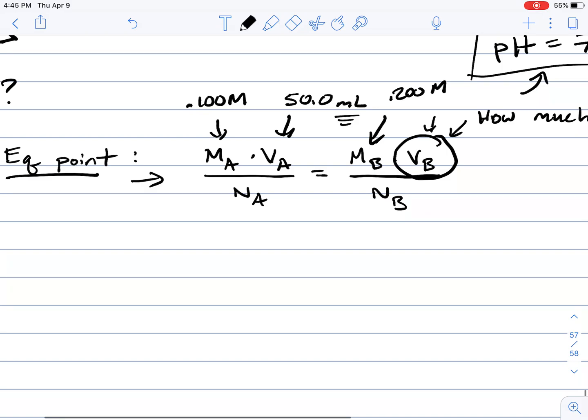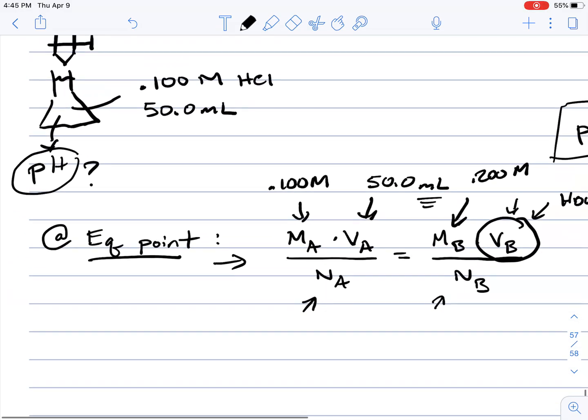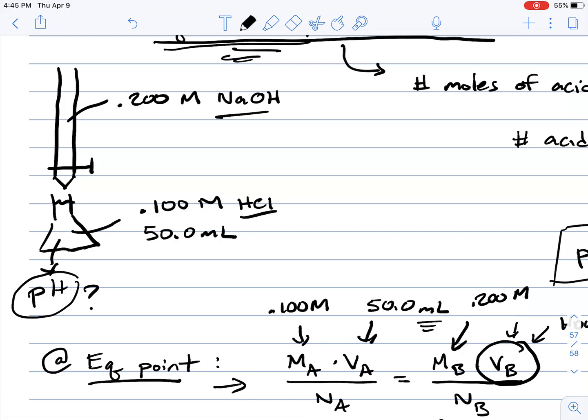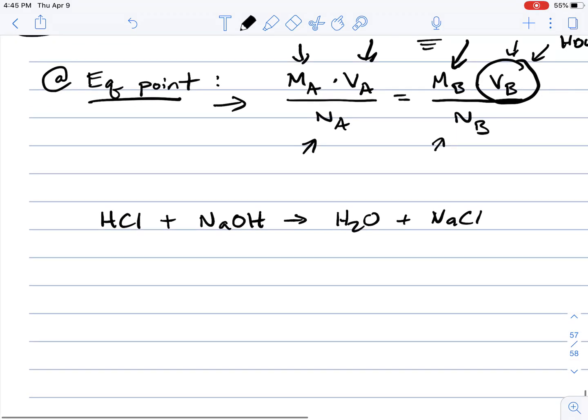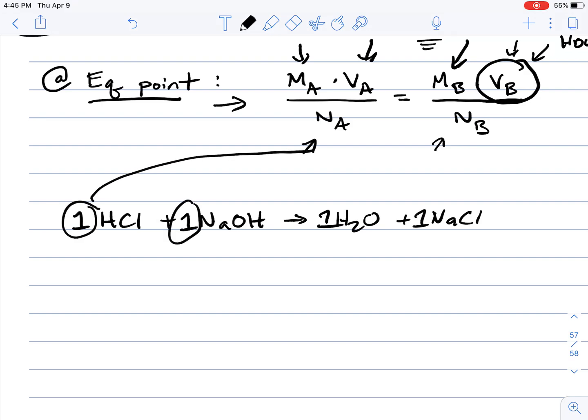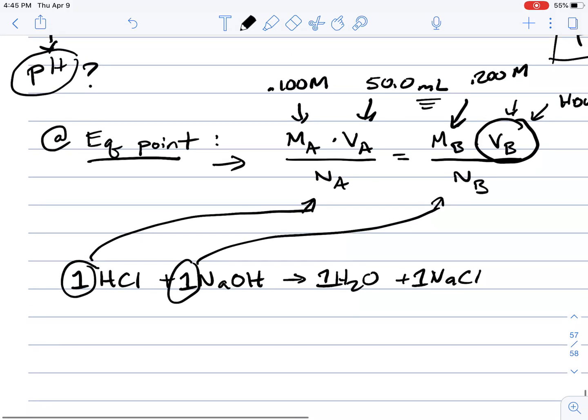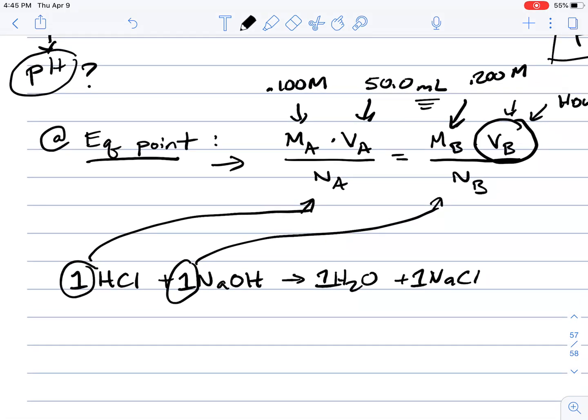For Na and Nb, that's coming from the reaction occurring between these two substances. So if we have HCl plus NaOH, it's going to produce H2O and our salt. And if you look at this neutralization reaction and balance the chemical equation, you'll find out that it's a 1 to 1 to 1 to 1 ratio. And so it is these coefficients that are going to be placed in the denominator. Okay, and notice it's a 1 to 1 ratio.